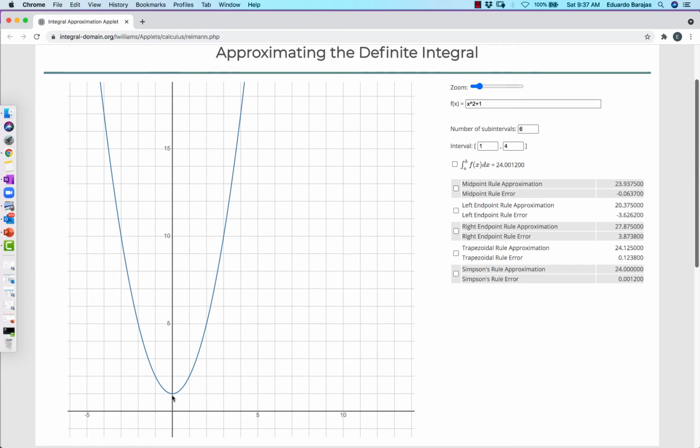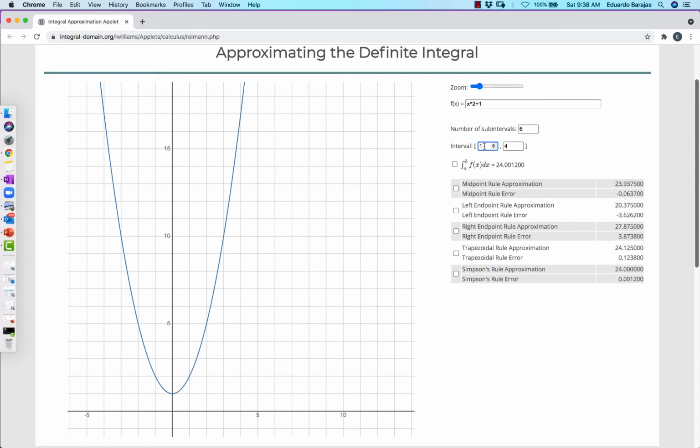And we're interested in going from 1 to 4. I'm sorry, from 0 to 4. 0, 1, 2, 3, 4. So we want to go from 0 to 4, and we want to find the area underneath the curve, to the right of the y-axis, to the left of the vertical line x equals 4, above the x-axis but below this curve.